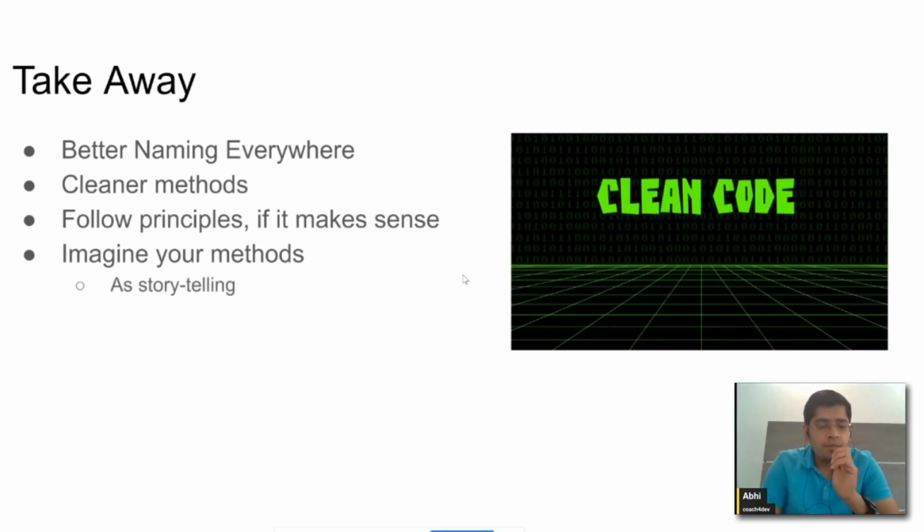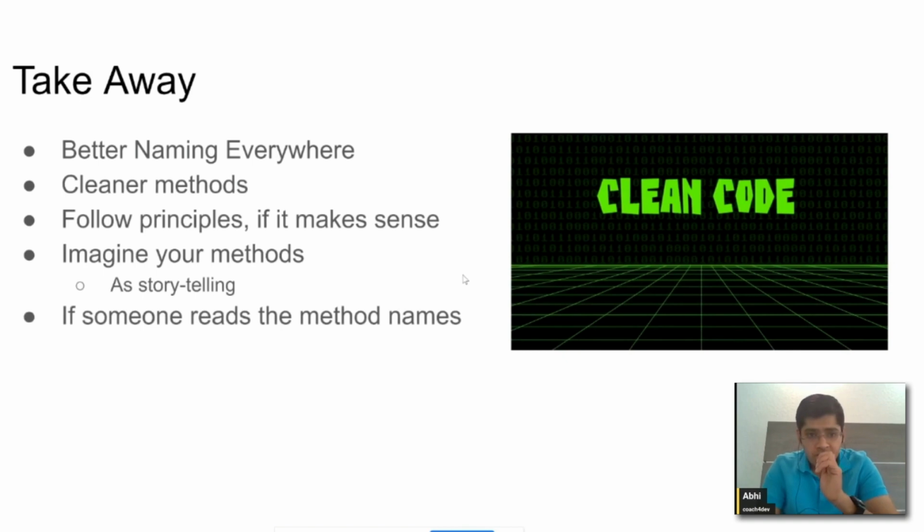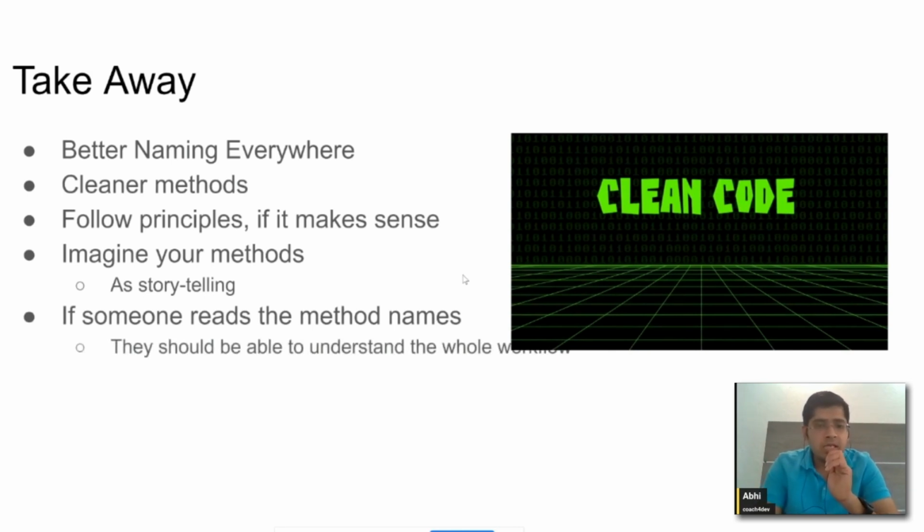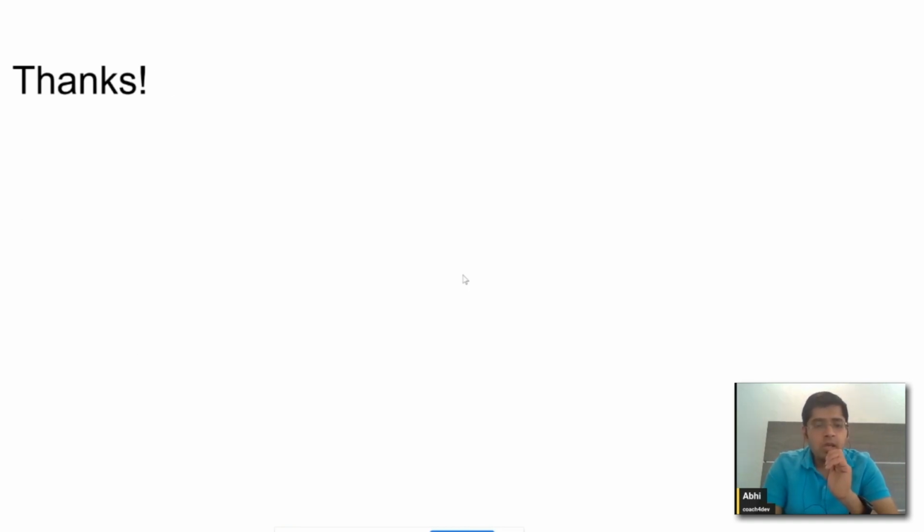All right, so better naming everywhere, that is the biggest takeaway that I can give you. Follow the principles which we have discussed, so many of them, and always imagine your method as if you're telling a story, and the flow itself should make complete sense. If somebody reads the method names, the class names, the variable names, they should be able to understand the whole workflow. So keep that in mind, and that mindset will help you write clean code always.